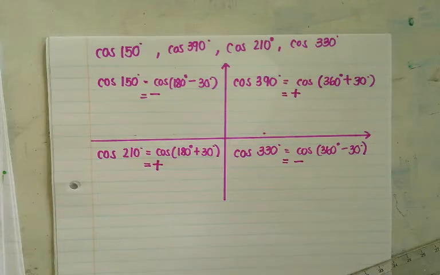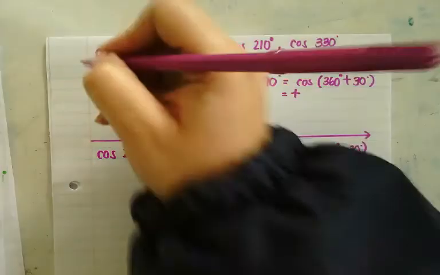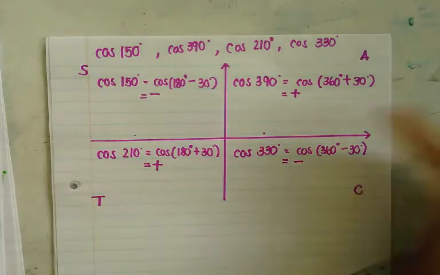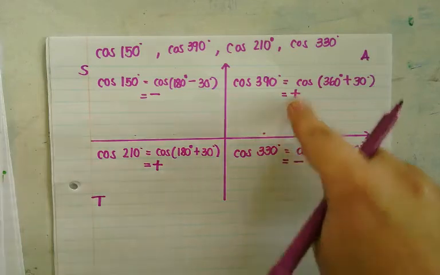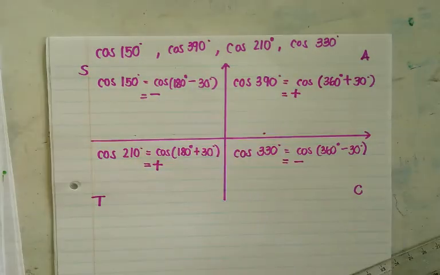So what are those angles? They are all 30 degrees. Now the next thing I did was I checked according to my CAST diagram what would cos be in each of those quadrants. First quadrant, positive. Second quadrant, negative.